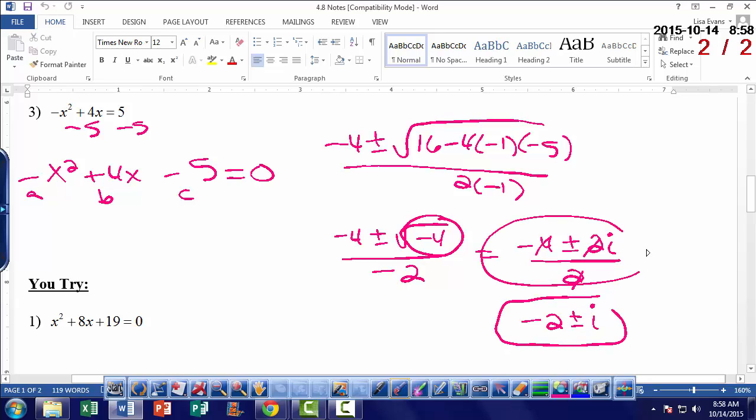This is the part that we need to make sure we are practicing in class. Okay, go ahead, pause the video, try this on your own, and then we'll go ahead and flip to the next page.